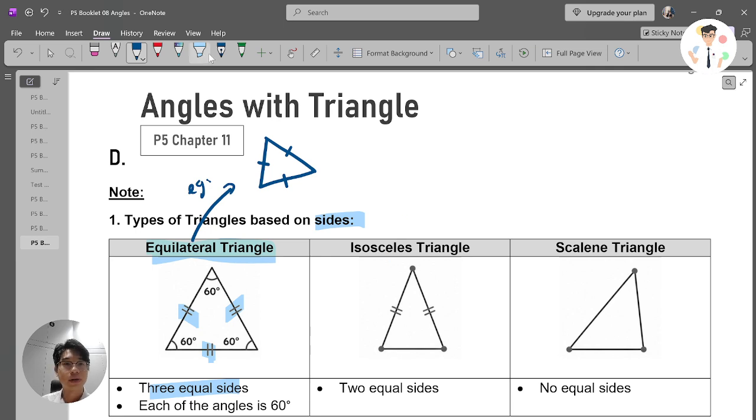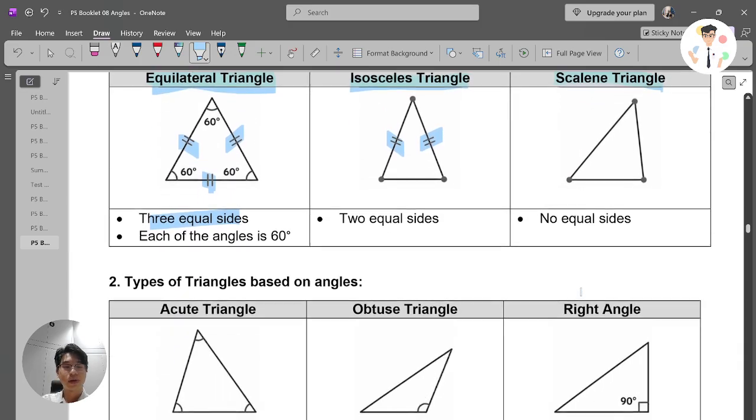Next, we have the isosceles triangle. What is special about an isosceles triangle is that there are 2 equal sides, meaning this and this are the same. Same means the same length. All these things I'm saying, equal means the same length. And the next one is the scalene triangle, which means there are no equal sides. So this length and this length are all different. So that is the types of triangles based on sides.